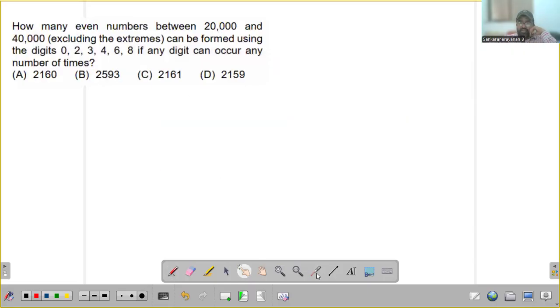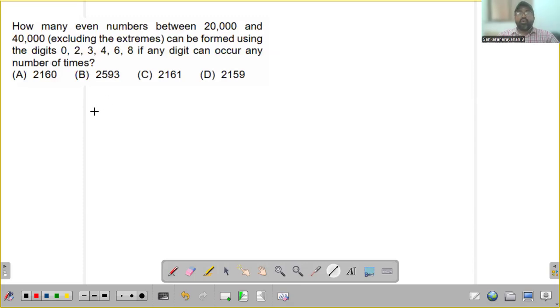How many even numbers between 20,000 and 40,000, excluding the extremes, can be formed using the digits 0, 2, 3, 4, 6, 8, if any digit can occur any number of times, which means repetition is permitted? Okay, so that's the question. So take a look at this question and then let us consider.